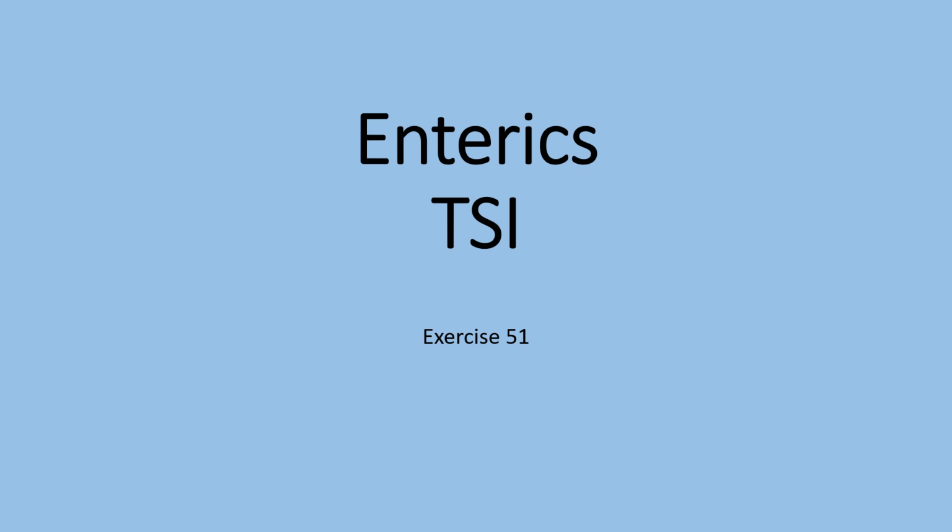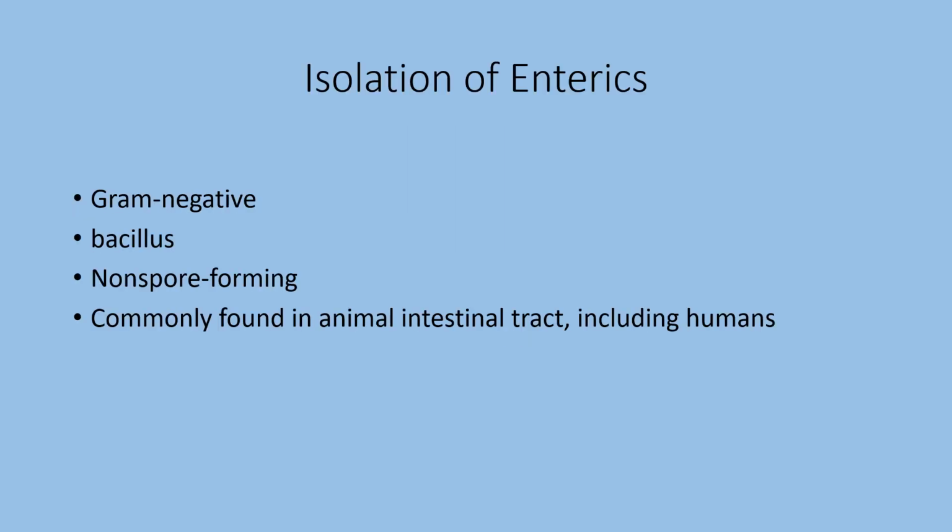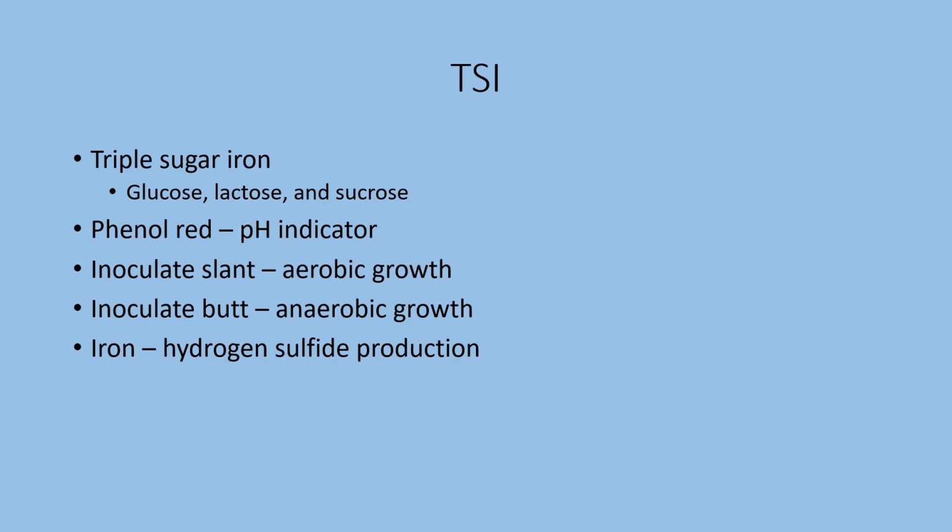This is another exercise that's dealing with the enterics. Specifically, this test is what is known as the TSI. Just as a refresher, the enterics are your gram-negative non-swarming bacilli. They're commonly found in the intestinal tract. So therefore, if you find them or detect them, it's indicative usually of fecal contamination.